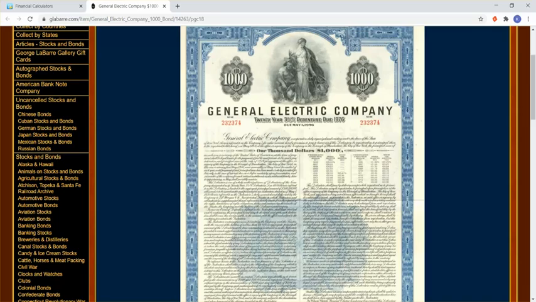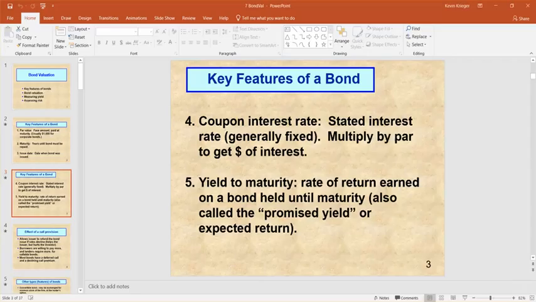So 3.5% of 1,000 is $35 that would have been due every year in this bond, usually starting a year later, or a period later, excuse me, with a face value of 1,000, right? So that's where a lot of this terminology comes from, that sort of setup.